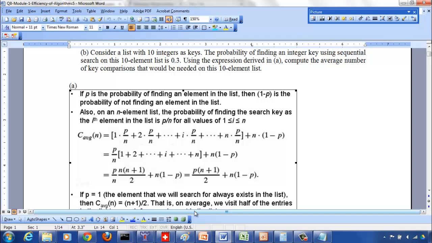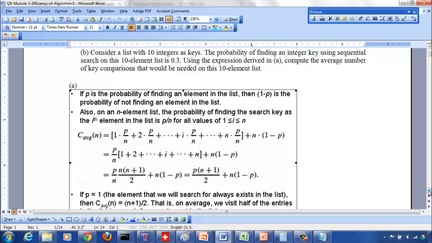Now if you substitute the individual cases: if p equals 1, it means any element that you are searching for is guaranteed to be in the array. So if I substitute p equals 1, the average number of comparisons is n plus 1 over 2 plus, since p is 1, this term goes to 0. So it is simply n plus 1 over 2. If p is 0, which means whatever you are searching for is definitely not going to be in the array, then this first term goes to 0, so this is n times 1 minus 0, which is n.